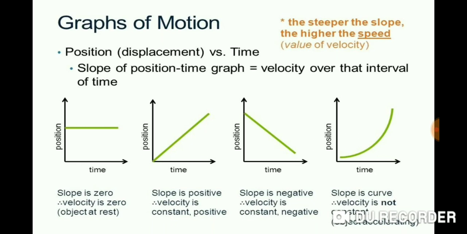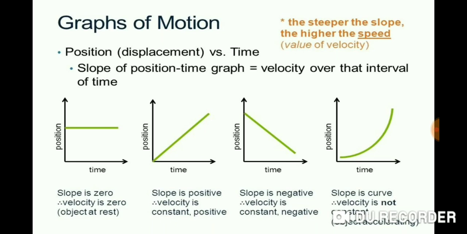As you can see on your screen, four different types of position time or distance time graphs are shown. Let's talk about the first graph. In the first graph, the graph line is parallel to the time axis. This type of graph represents the body at rest. Because the slope of the graph is 0, the speed of the body is also 0. Hence the body is at rest. The slope of a distance time graph represents speed. In this graph there is no slope, so speed is also 0.